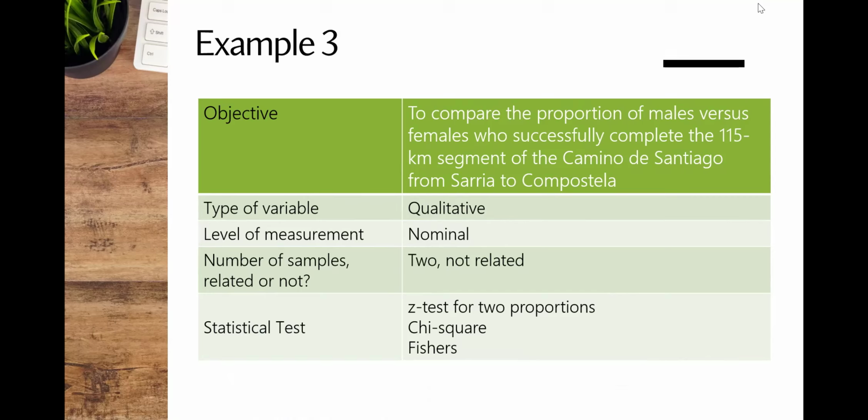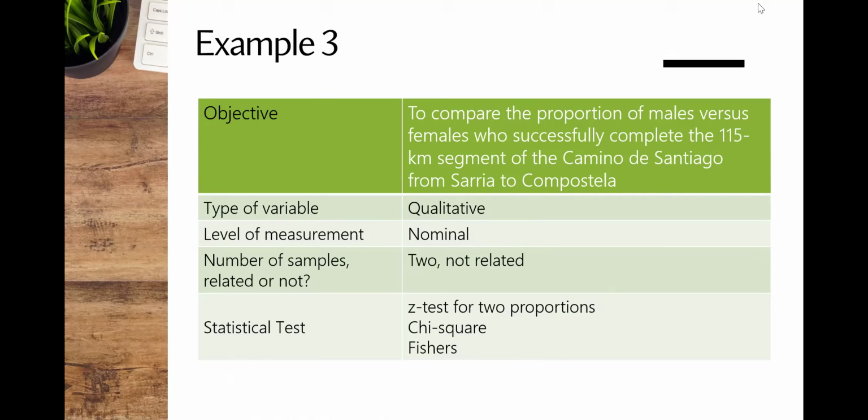Out of curiosity, I'd like to compare the proportion of males versus females who successfully complete the 115-kilometer segment of the Camino de Santiago from Sarria to Compostela. The Camino de Santiago is a pilgrimage walk over hundreds of kilometers. The 115-kilometer segment is the shortest one possible. So if I'm actually curious to see the proportion of males versus females who complete it, I may propose an objective like this.